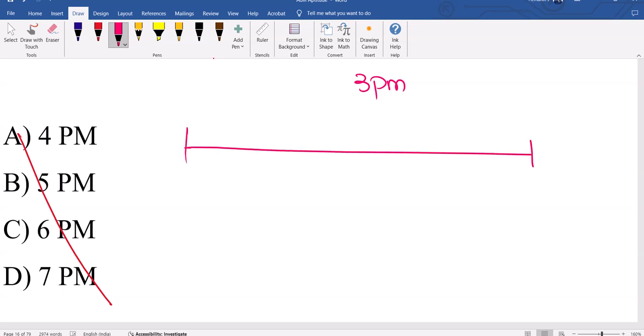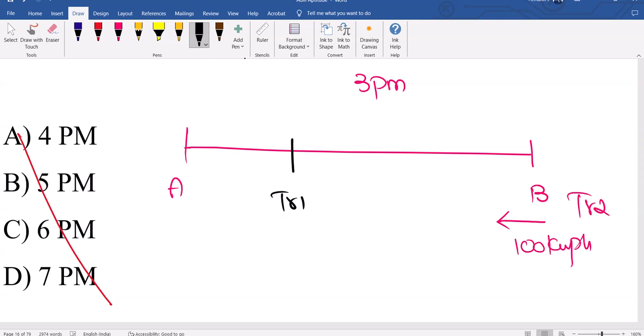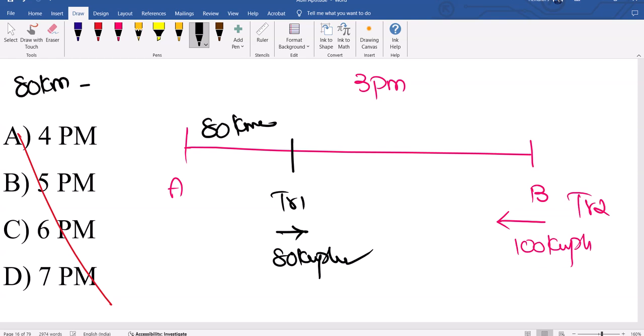At 3 p.m., one train is now starting at 100 km per hour from station B. But the other train, train 1, already started at what time? 2 p.m. So it travels a certain distance. What is train 1 speed? 80. It covered already 80 kilometers. How, sir? Train 1 started at 2 p.m. and now the time is 3 p.m. In this 1 hour, train 1 at speed 80 kilometers can travel 80 kilometers. So 80 kilometers already covered. What's the distance between the two stations?